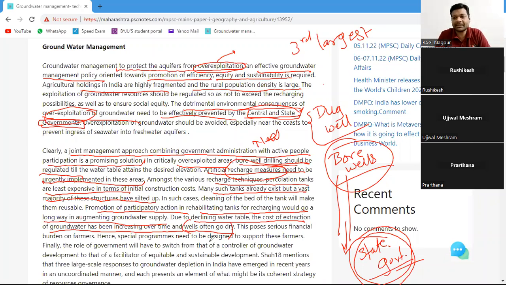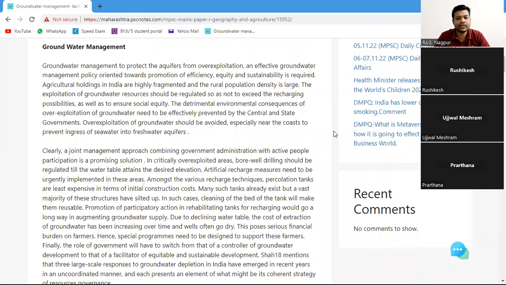But when we are talking about the economic aspect, groundwater is a commodity. It can be sold, it can be bought. And it is a very expensive commodity nowadays. So this poses a serious financial burden on farmers. Special programs need to be designed to support these farmers. The role of government will have to switch from the controller of groundwater development to the facilitator of equitable and sustainable development. All these things need to be done for groundwater management.